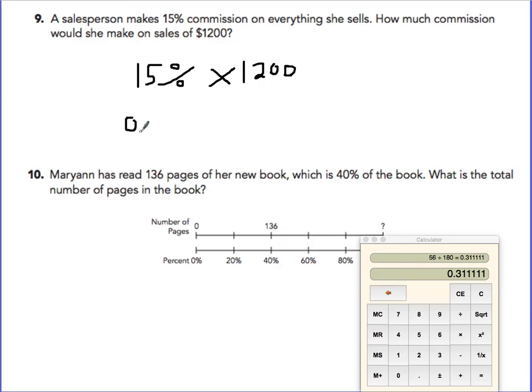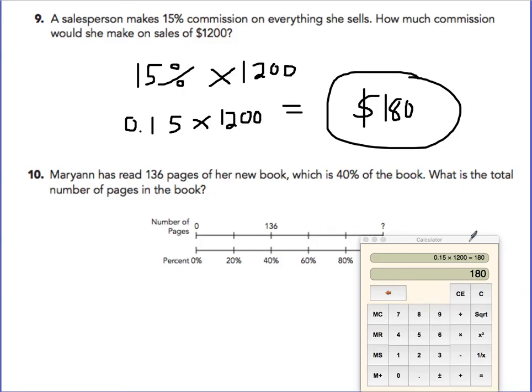Well, we have to know how to change that into a decimal first, and then multiply by 1,200. So showing my work there, then I'll go ahead and use my calculator, and we get $180. We weren't asked to explain anything, we just had to show our work.